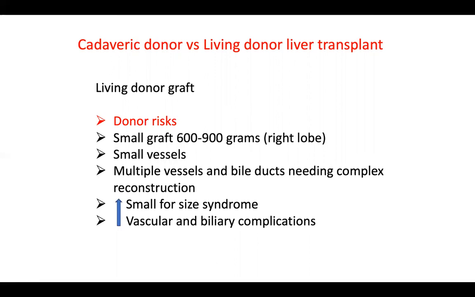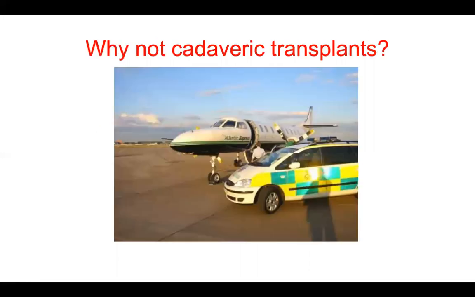Whereas in living donor liver transplantation, the donor's risks are there, the graft size is smaller, the vessels are smaller, and multiple vascular and biliary reconstructions are required. There are more chances of small for size syndrome along with vascular and biliary complications. Then why not? We should just opt for cadaveric transplant in Pakistan.